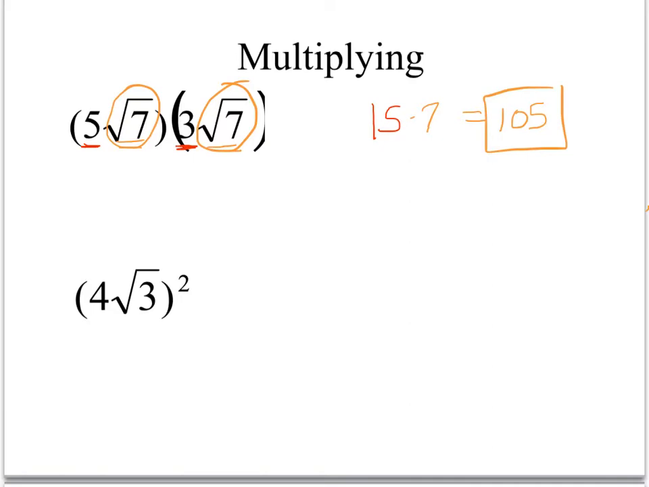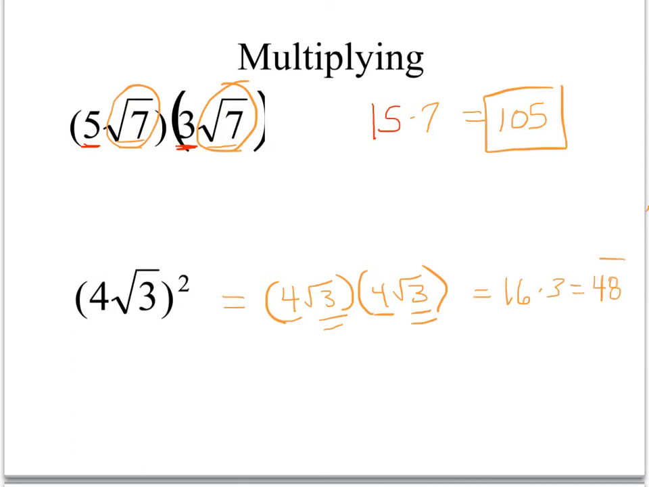Now, a problem like 4 root 3 squared, you have to understand what 4 root 3 squared even means. That means 4 root 3 times 4 root 3, which means we are going to multiply the 4's together to get 16, and we're going to multiply root 3 times root 3, which is 3, and we get 16 times 3, which is, of course, 48. We are done with that problem as well.